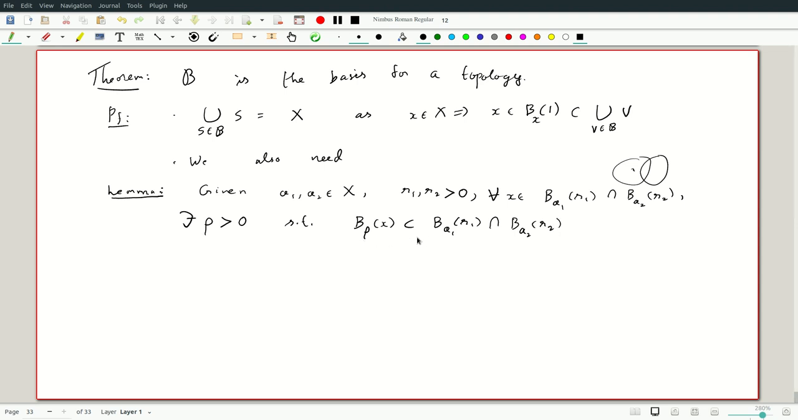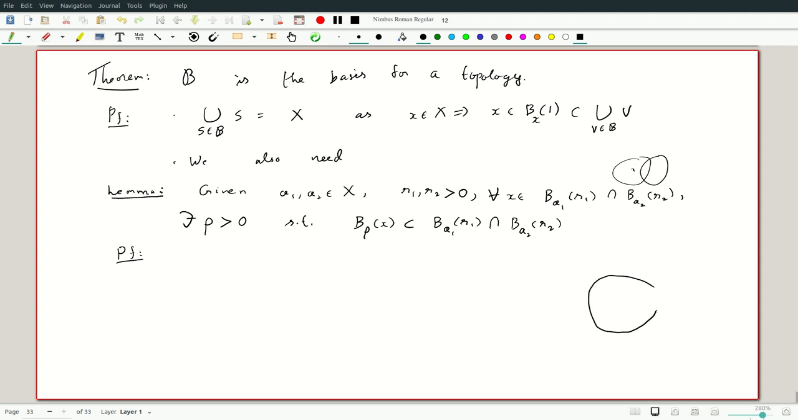So I just have to find rho so that it's contained in both of them. Then it's contained in the intersection. Well, how do we find it? We have to find it with a little bit of care. So let's look at our picture here. Let's draw a larger one.